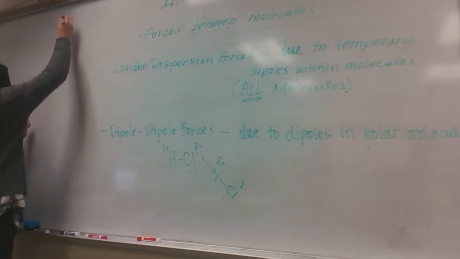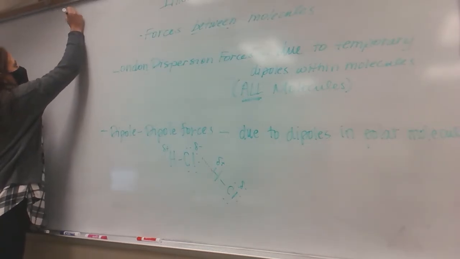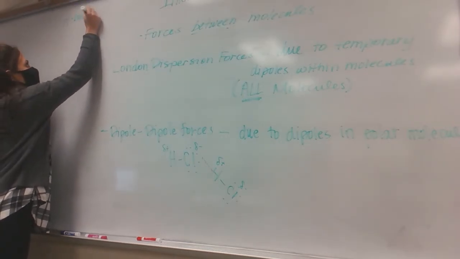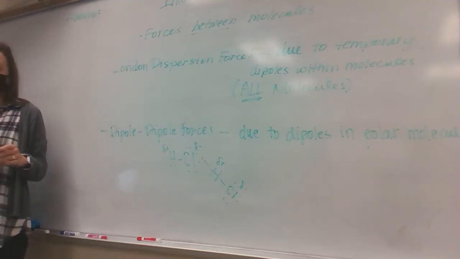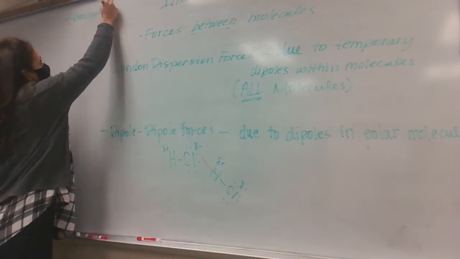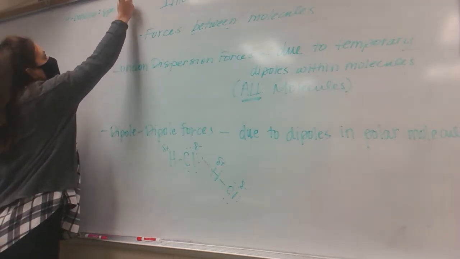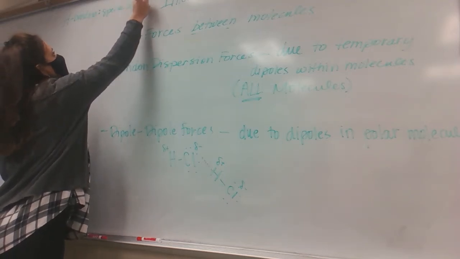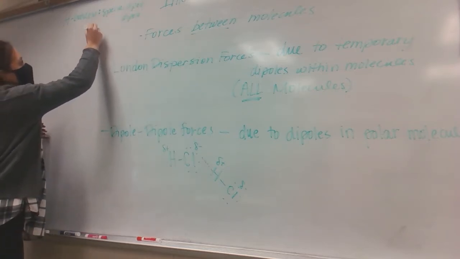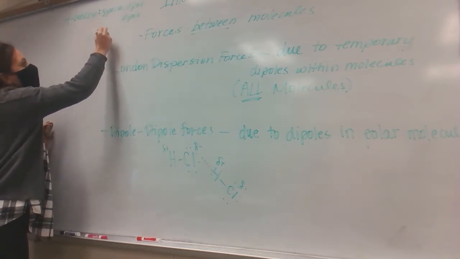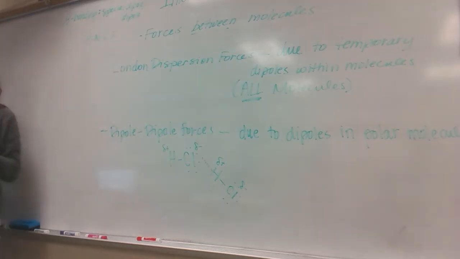And the last type is hydrogen bonding. Sounds like a bond, but it's not. It's an intermolecular force. And hydrogen bonding is a special type of dipole-dipole where H is bonded to N, H to O, or H to F. This is what gives water some of its special properties.